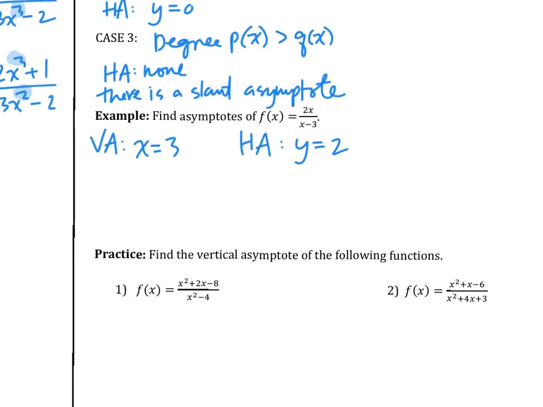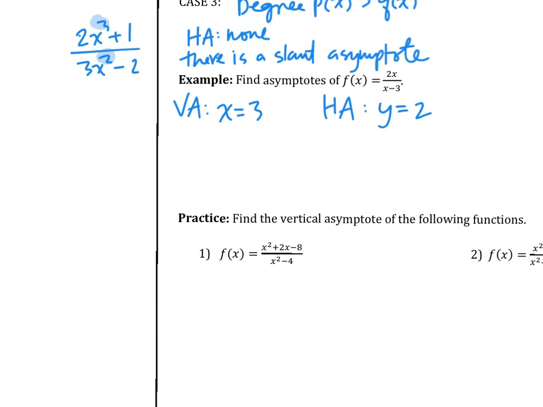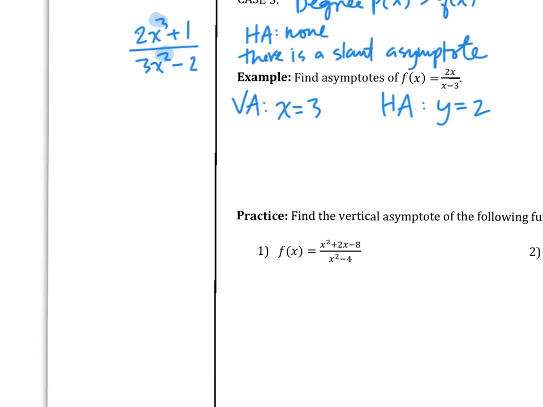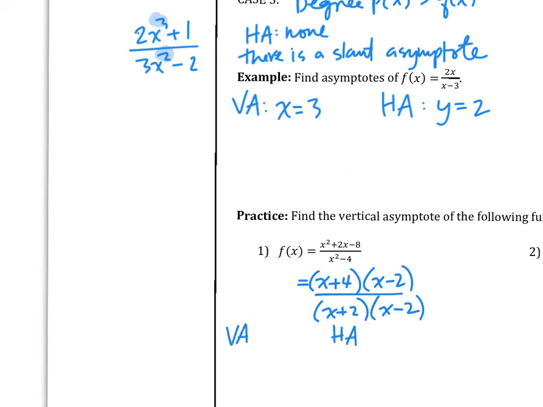All right, let's go ahead and try. Let's try this one. See if it's doable. All right, so the first thing when you see something like this is you got to factor to see if there really is a vertical asymptote. So this is x plus 4, x minus 2 over x plus 2, x minus 2. So then vertical asymptote is whatever makes the denominator undefined, and the horizontal asymptote is check the 3 cases.